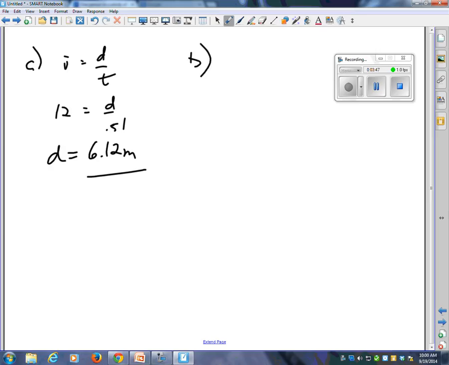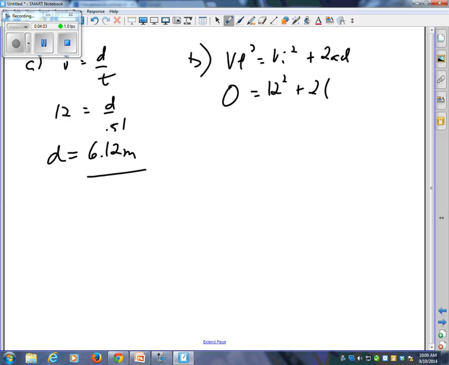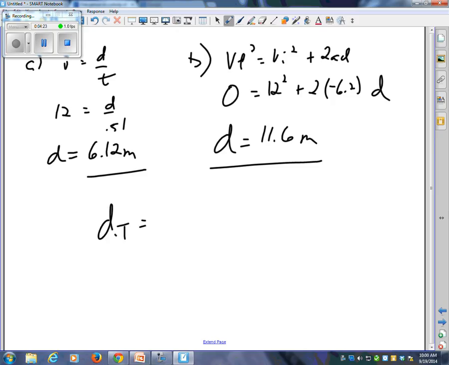And in B, now you're actually doing the braking. Final velocity is 0. The initial velocity is 12 squared. 2 times the deceleration of minus 6.2. Solving for d. d equals 11.6. That is the distance that you travel while your foot is on the brake, which means your total distance, dt, would be adding them together.